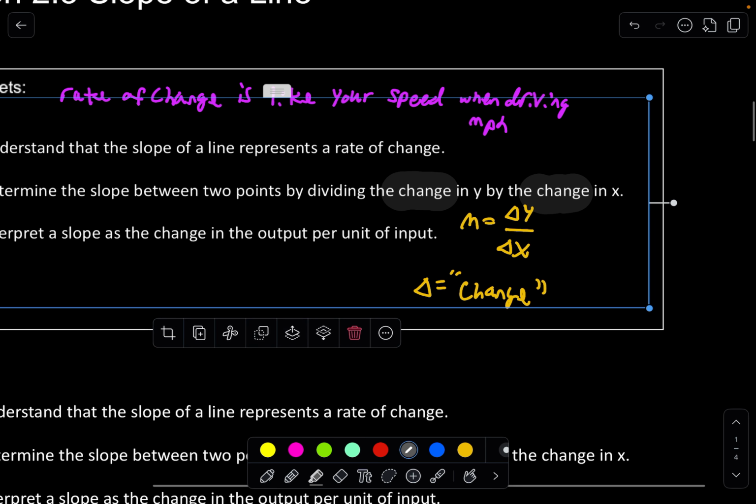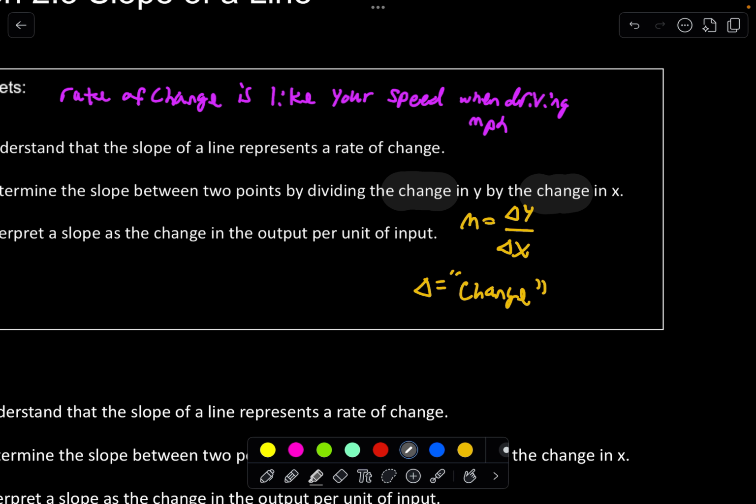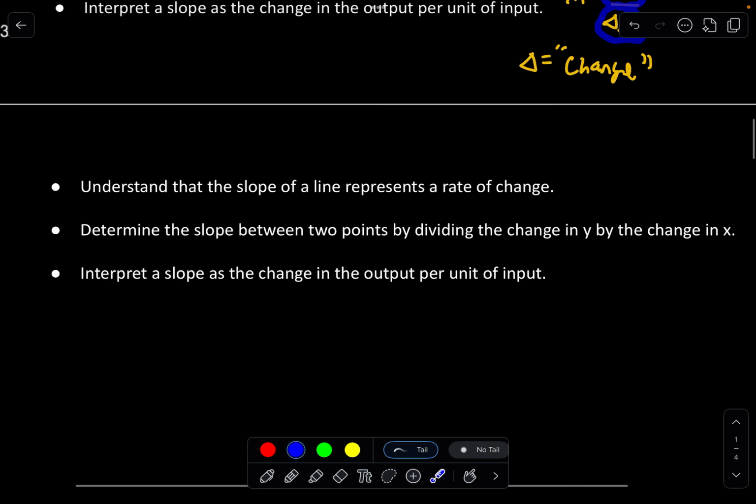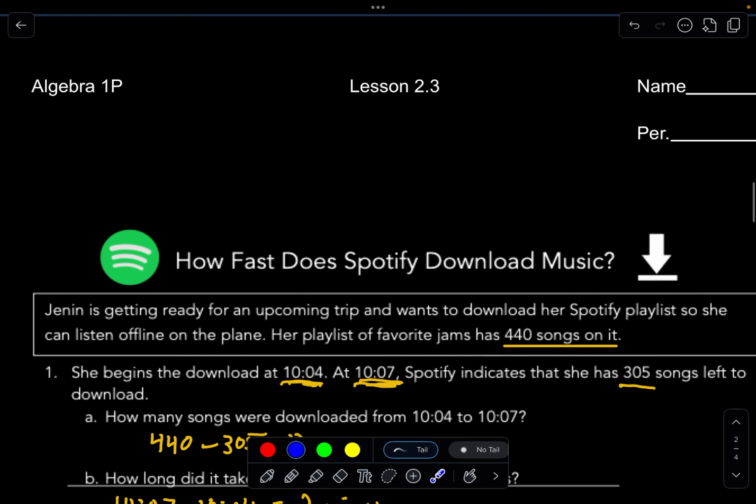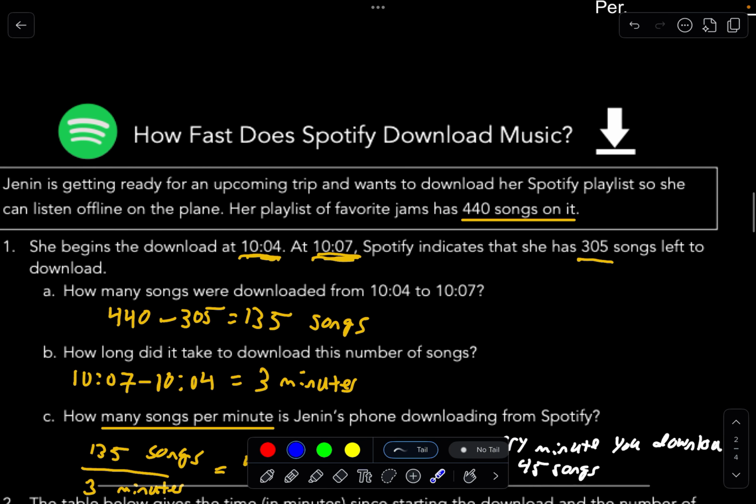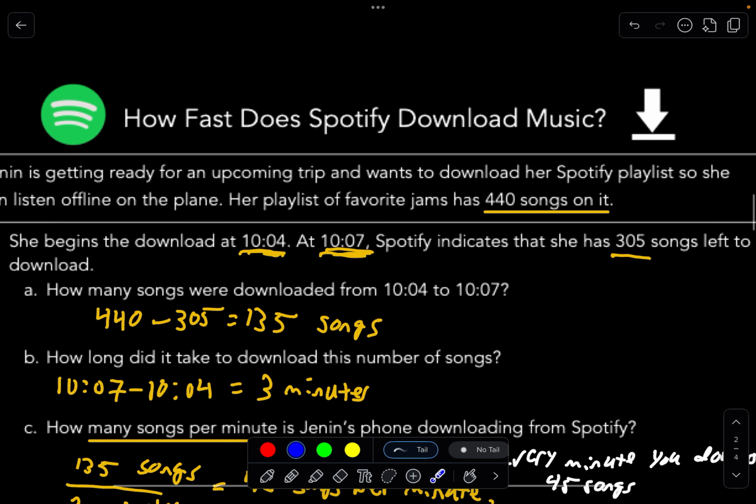Now, I use some notation here, that triangle. That triangle y over triangle x. Triangle means change. So when you see this, this is the change in y divided by the change in x. Like I said, I've already done a lot of this, so I'll just talk you through it.